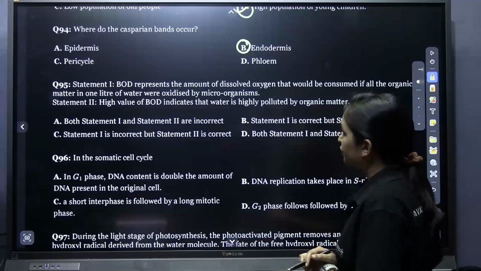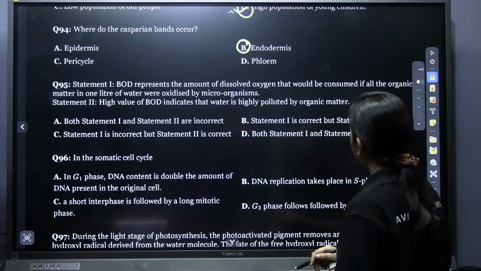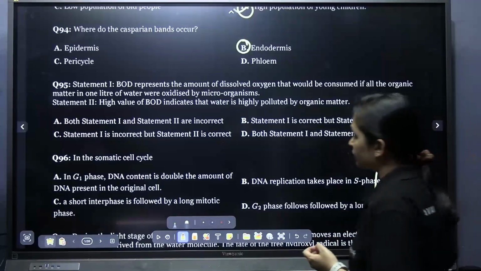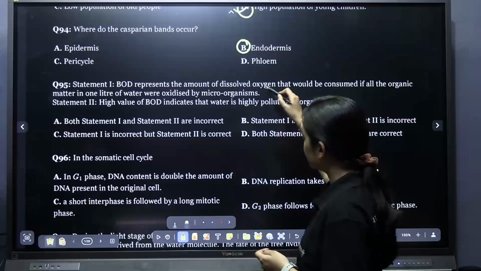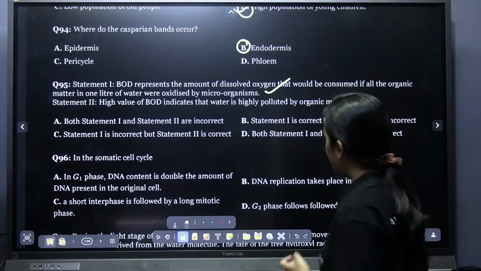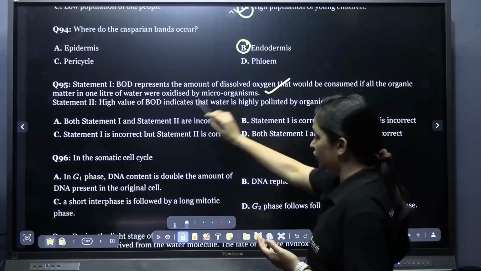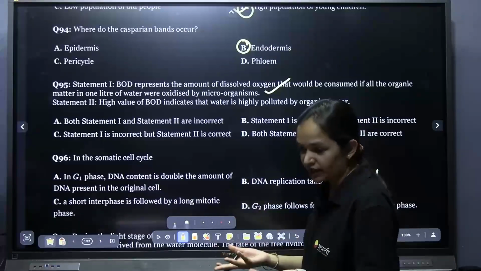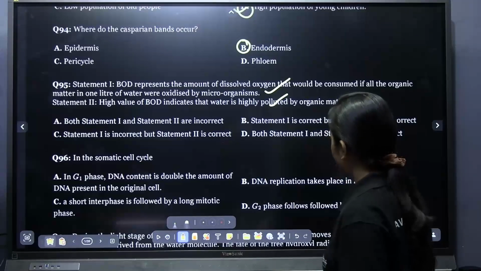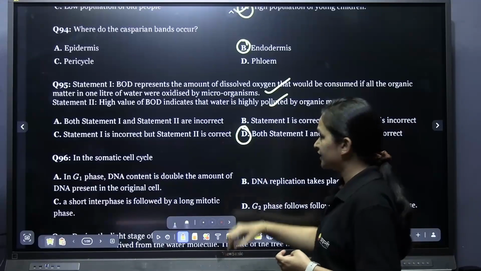Statement based question, 95th. BOD, biological oxygen demand, represents the amount of dissolved oxygen that would be consumed if all the organic matter in 1 liter of water were oxidized by microorganisms. Is statement 1 correct? High value of BOD indicates that water is highly polluted. Yes, high value of BOD means there is a high demand for oxygen, which means there are more organisms, which means there is more organic matter, so this is also correct. Both statement 1 and 2 are correct. D for Delhi is the correct answer.